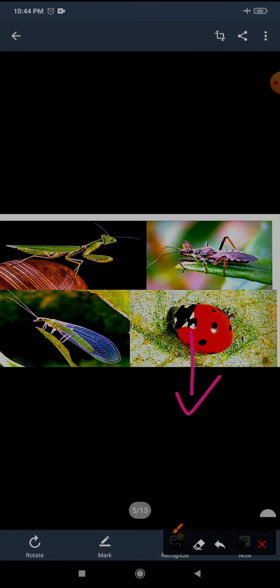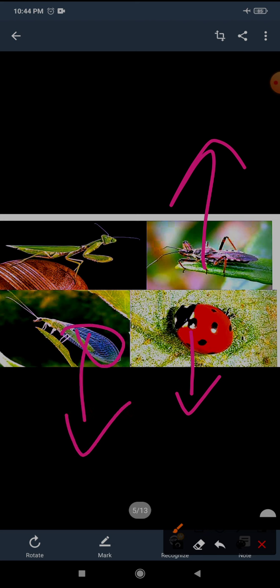Okay, so this is a ladybird beetle. This is stink bugs. This is a green lacewing. You can see it's lacy. And this is the question: which one is the praying mantis?